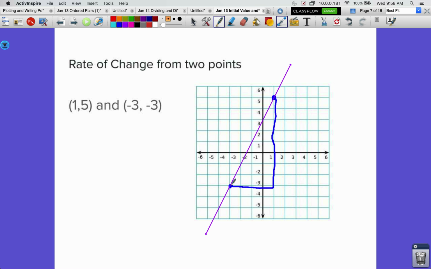At the bottom here, I run 1, 2, 3, 4. And on the side here, I rise 1, 2, 3, 4, 5, 6, 7, 8. So rise over run becomes 8 over 4, becomes 2.